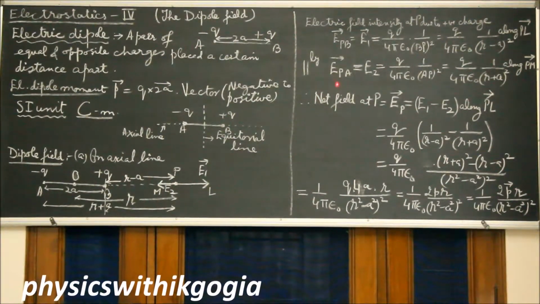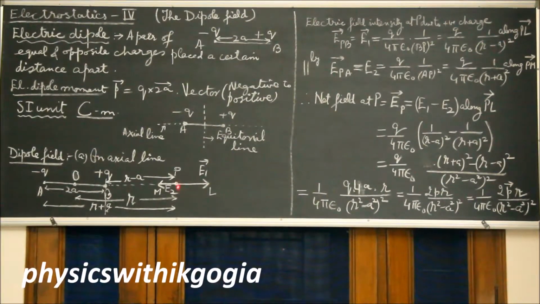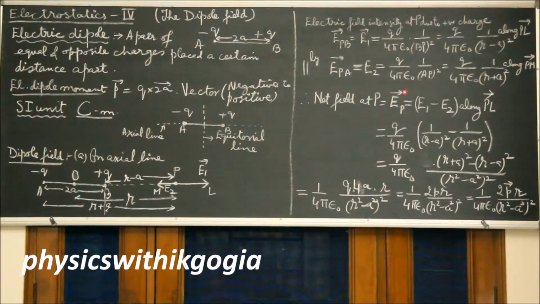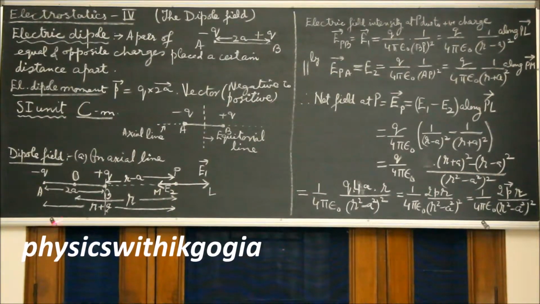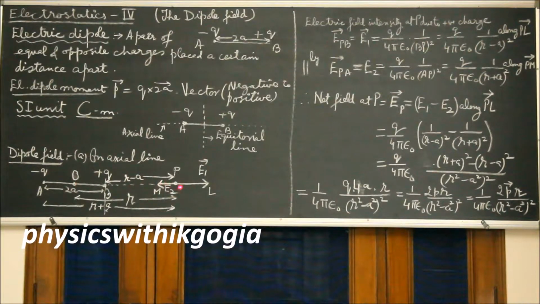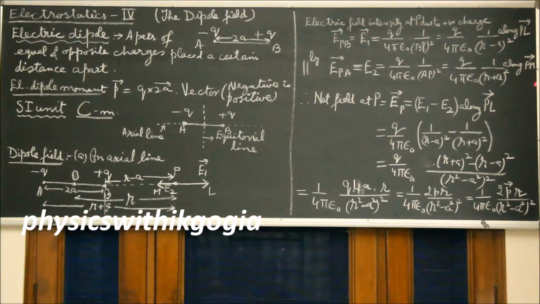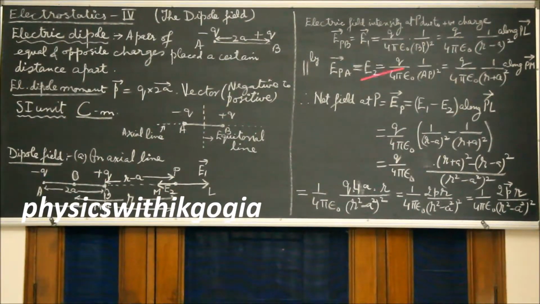Similarly, the field at P due to the charge at A will be directed towards the left and will be given by E2 equal to q over 4 pi epsilon naught times 1 over AP square. AP, from the diagram, is OP plus OA, so r plus a, whole square, along PM, directed towards the negative charge.